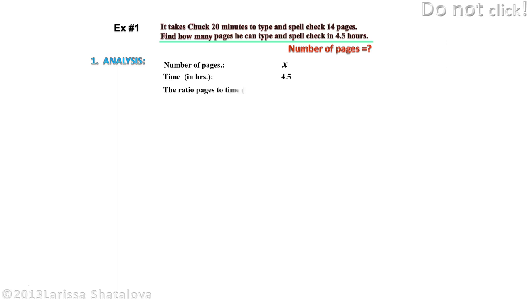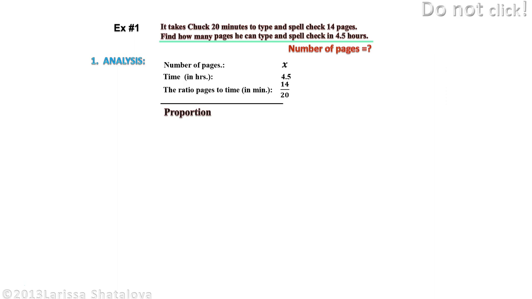Looking into the problem, I can see that the ratio of pages to the time in minutes is 14 to 20. And if I make an assumption that this ratio of pages to time is the same for this person, then I can say that everything is in proportion. But the problem here is the ratio of pages to time in minutes, and our request, we have to determine the number of pages in 4.5 hours.